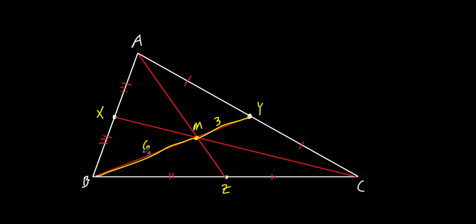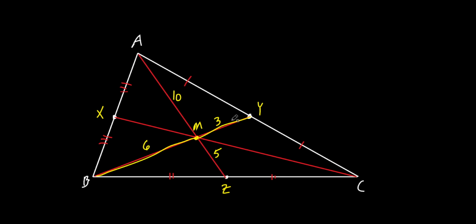Or you could say the longer one is what? Double the shorter one. Everybody see that? Let's do it again. What if I said AM was 10? MZ would be 5. What's the whole AZ? It's 15, right? Because you got a 10 and you got a 5.